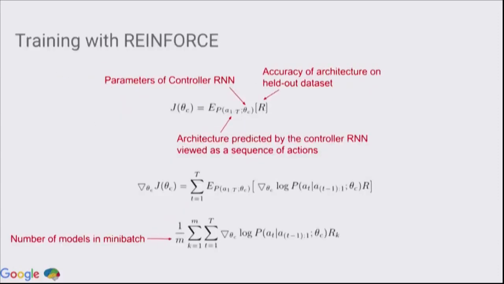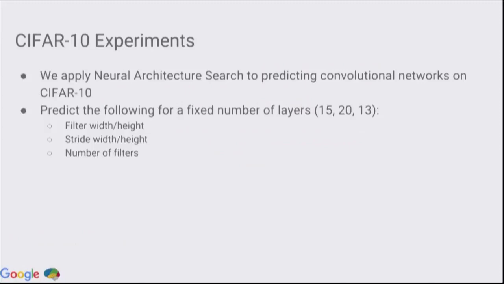And then the way we train it is basically using REINFORCE or other policy gradient methods. First of all, the reward is basically the accuracy of the architecture on the held-out validation set. And then the parameters of the controller will be optimized using REINFORCE. And then we can use REINFORCE to compute the gradient and train the controller.